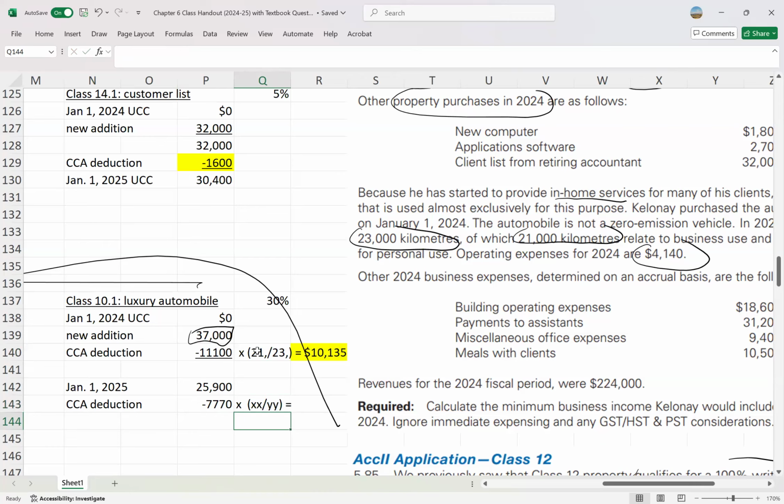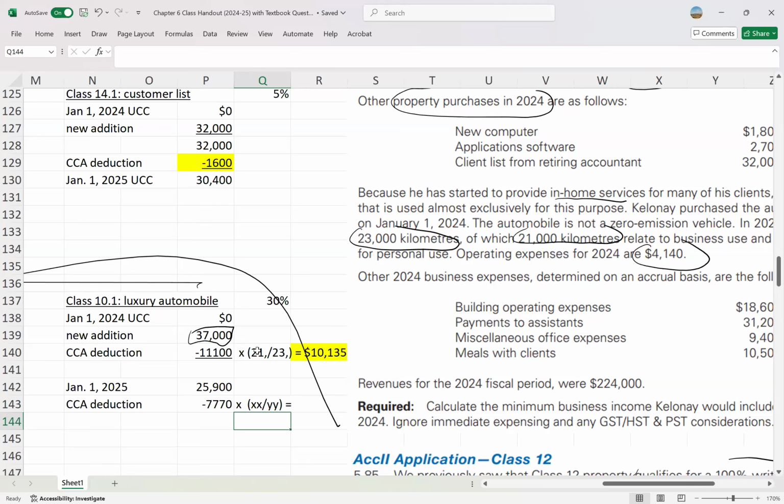Maybe next year he drives a total of 15,000 kilometers and 10,000 is for business, then it would be 10 over 15. So we put the full amount into the CCA class, and then every year we would calculate the maximum CCA, and then we prorate it based on the business kilometers over the total kilometers. Any questions about that?